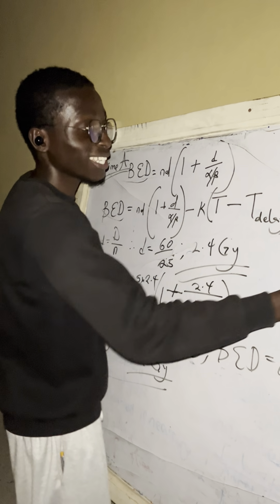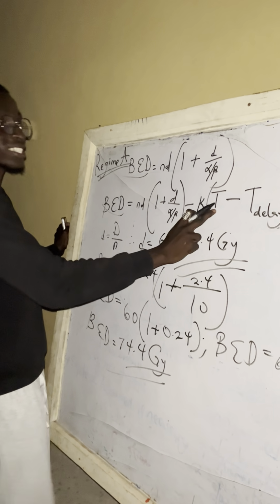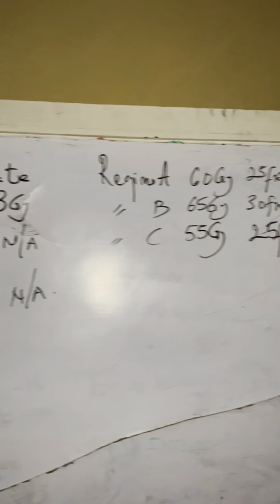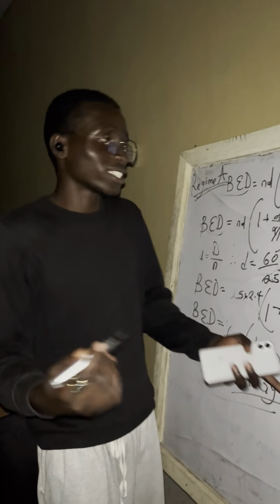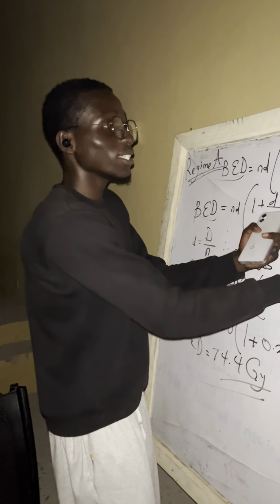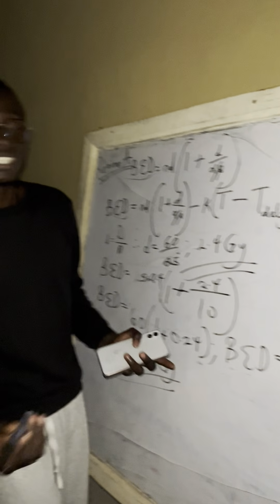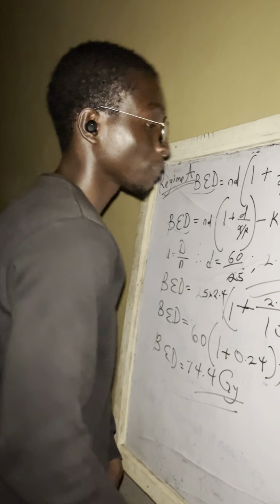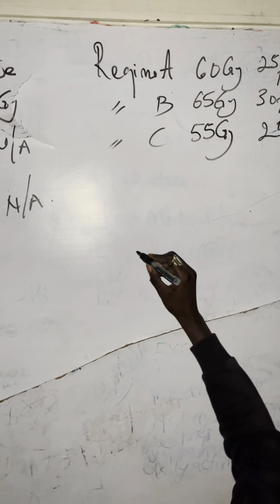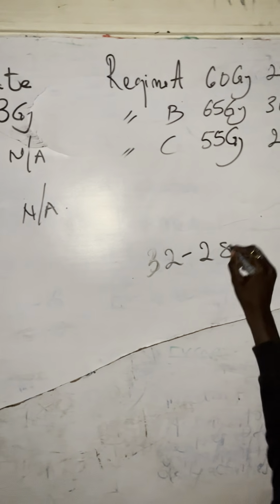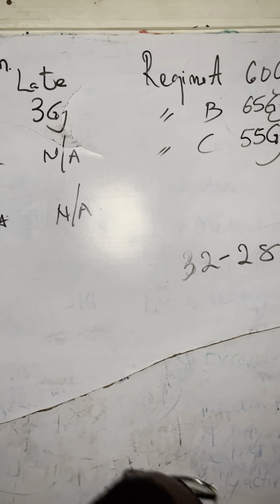What is the T delay given? That is 28, right? But what is the exact day for the whole procedure? That is given as 32. Alright, so the time for the whole process to accelerate is going to be T, which is 32, minus 28, which is the T delay. So we are going to have 32 minus 28.